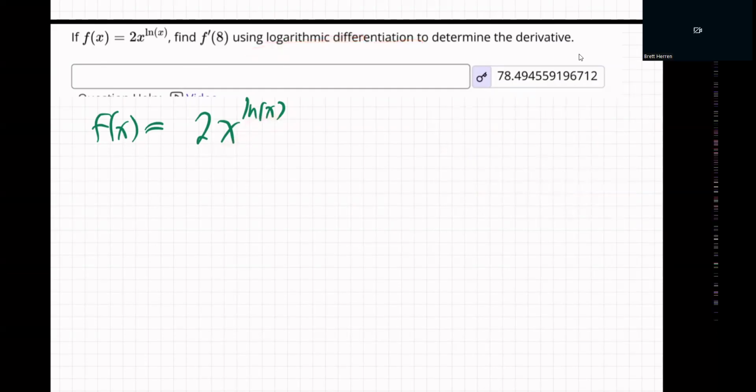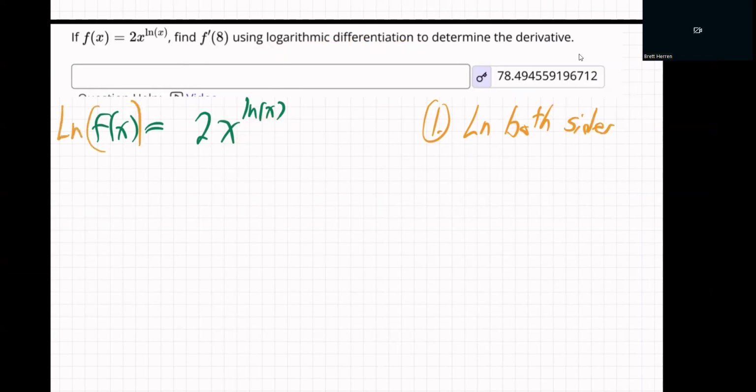What does that mean? Well, step one, take the ln of both sides. So I'm going to come in here and go ln of the left side, and ln of the right side.